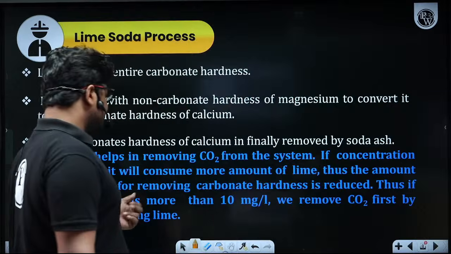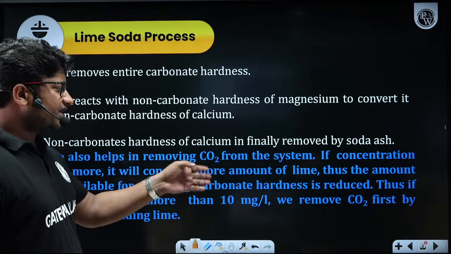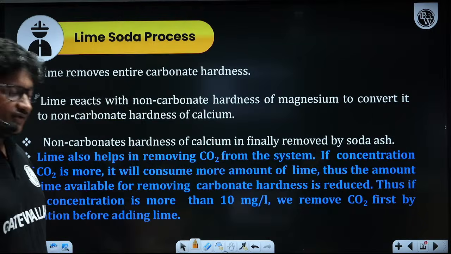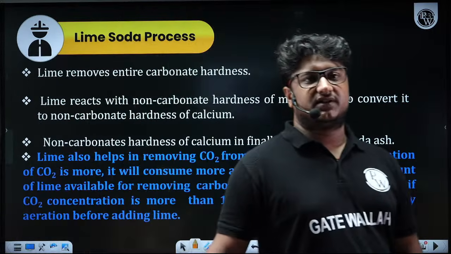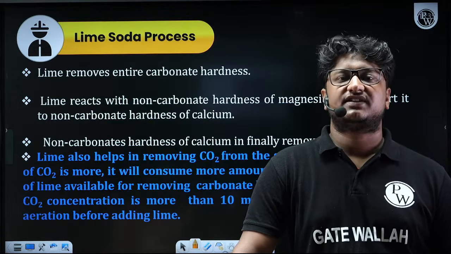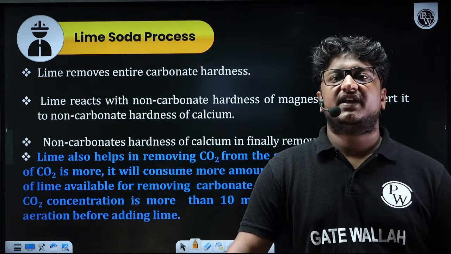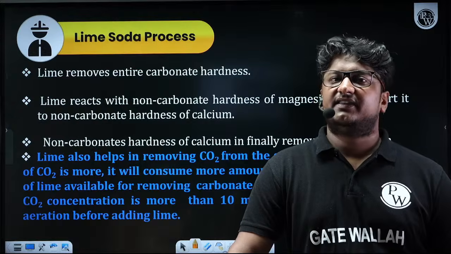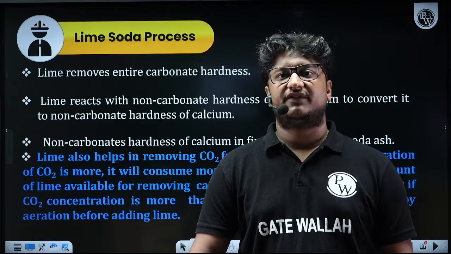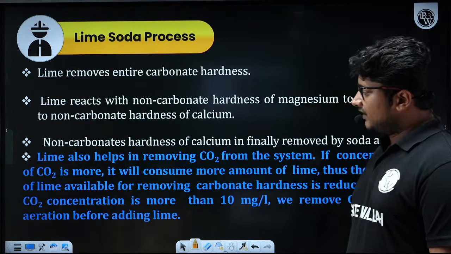Thus, if the CO2 concentration is more than 10 milligram per liter, we remove CO2 first by aeration before adding the lime. Otherwise, what will happen? Whatever Ca(OH)2 you are adding will react with CO2 first. In that case, the amount of lime which you have added will not be utilized in the best way.